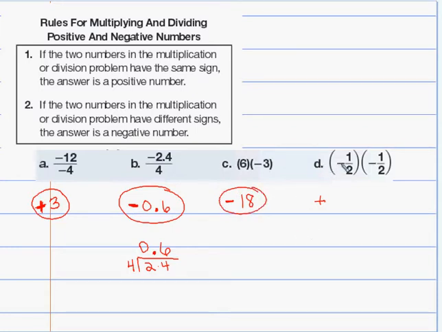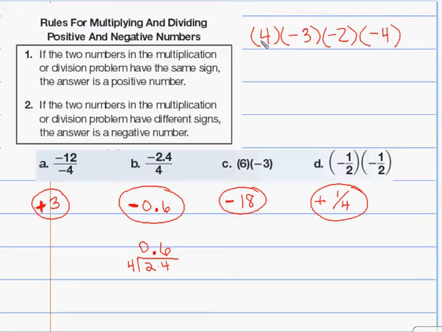And D, we have a negative 1/2 times negative 1/2. We already know it's going to be positive, so what is 1/2 times 1/2? That's 1/4. Now you don't need to put the positive signs down when it is a positive answer. You must have the negative sign when it's a negative. But what happens if you have something like this? Positive 4 times negative 3 times negative 2 times negative 4.